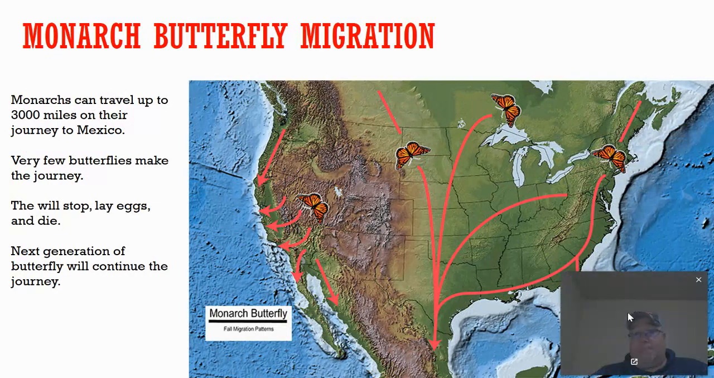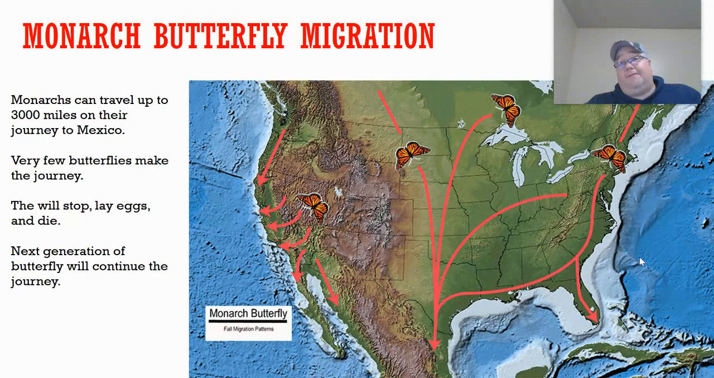This is the monarch butterflies. Butterflies are kind of interesting. Their migration is kind of unique. They are an insect, not a bird, right? Birds fly south for the winter all the time, and it's not that big of a deal. They're pretty well adapted to do that.